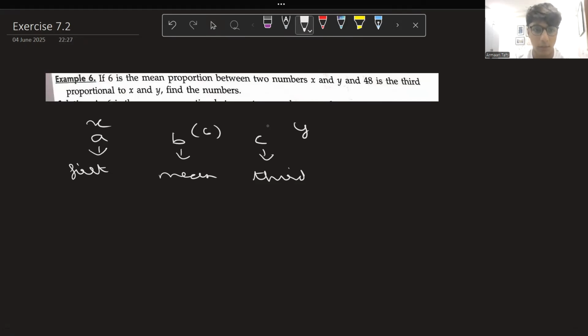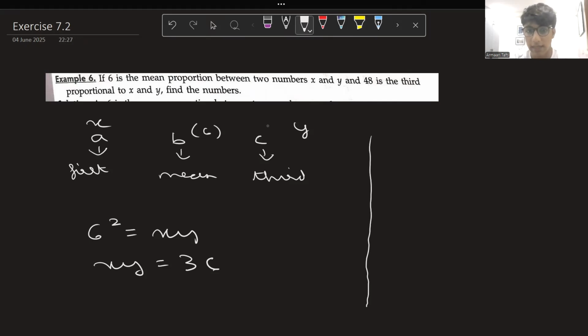So that breaks down into smaller parts. 6 is the mean proportion between two numbers x and y. That means that 6 square is equal to xy, because B square is equal to AC. So we know that x times y is equal to 36. Then they've told us 48 is a third proportional to x and y. So now this is the second case. Don't get confused, this is slightly confusingly worded, but now this is the second case.